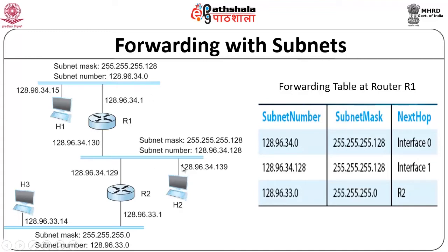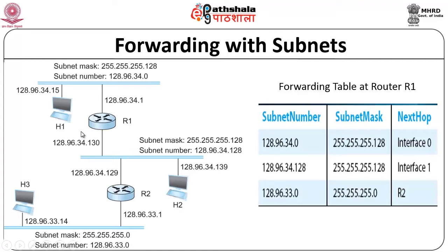Similarly, if you look at this network over here, the subnet mask is again 255.255.255.128, and if you apply this mask on both these addresses, the subnet number you will get is 128.96.34.128. That is, the first 25 bits are common to both these addresses, and that turns out to be 128.96.34.128. This 128 indicates that the first bit of the last 8 bits is a 1, which means that it is included as part of the subnet address.